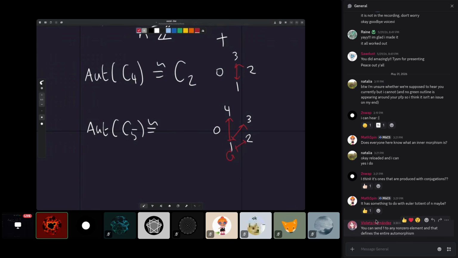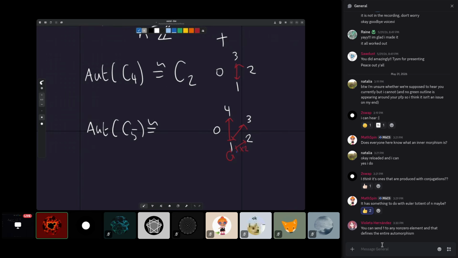Well, let's look at what's the order of the automorphism generated by this. So you're going to apply it once, and you send 1 to 2. You apply it again. What does the automorphism generated by sending 1 to 2 do to 2? Well, if you're sending 1 to 2, then the automorphism generated by this must be multiplication by 2. And so 2 will get sent to 4.